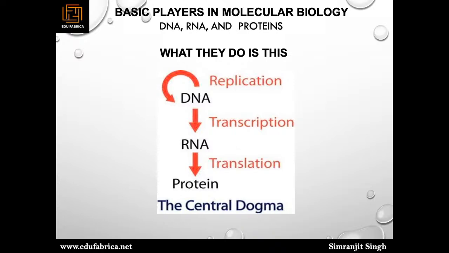Then what are the basic players in molecular biology? That is your DNA, RNA, and protein. Your DNA is replicating itself, and further with the help of transcription, RNA is made. Then after the translation of RNA, your proteins are made. And together, this mechanism is known as the central dogma of life.